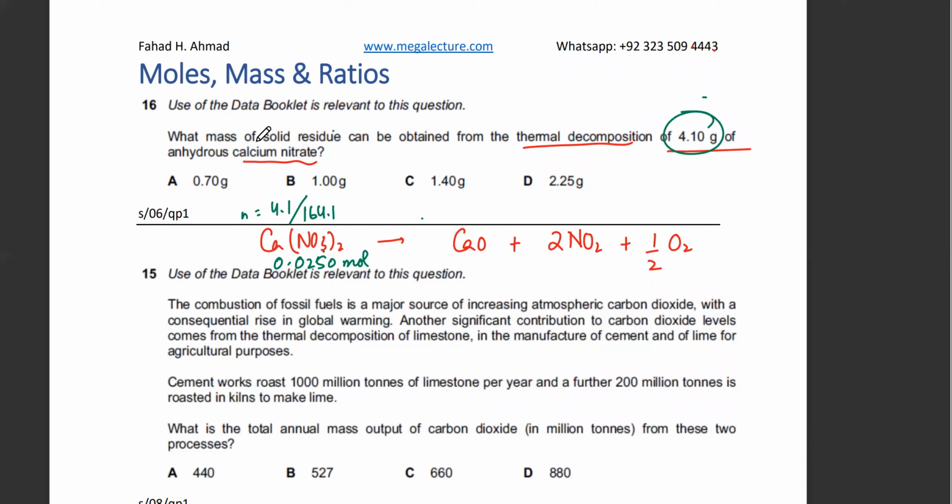But anyways, he's asking what is the mass of the solid residue that's obtained after the decomposition. These two are gases. Hopefully everyone knows that NO2 and O2 are gases. So the only solid residue that's left is this one. So it's 1:1. So it's going to have the same moles. It's going to be 0.0250 as well.